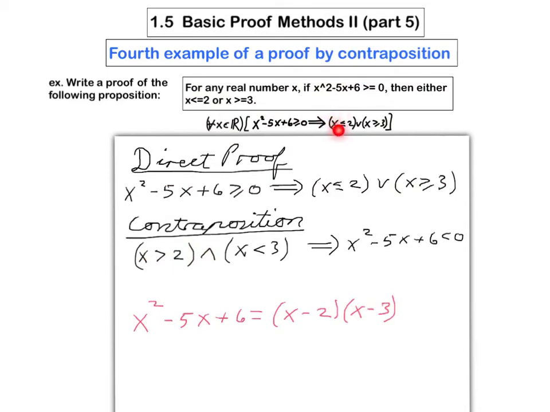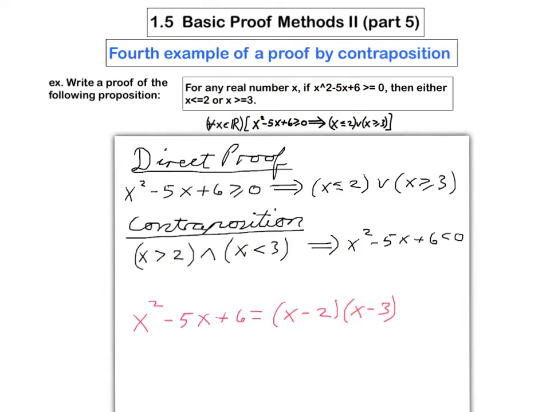That's what I've written here, right? The negation of this is x is bigger than 2 and x is less than 3, and we'd have to deduce from that that x squared minus 5x plus 6 is less than 0. Now regardless of which of the two methods we use, you have to realize that x squared minus 5x plus 6 factors as this product.